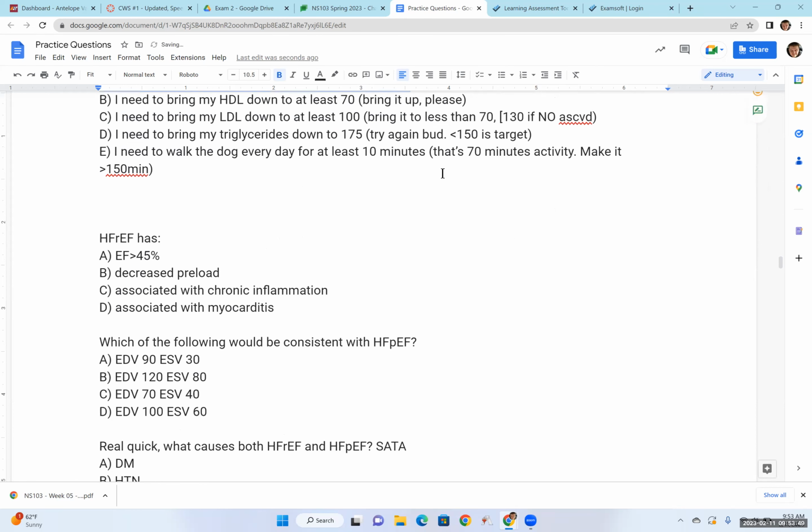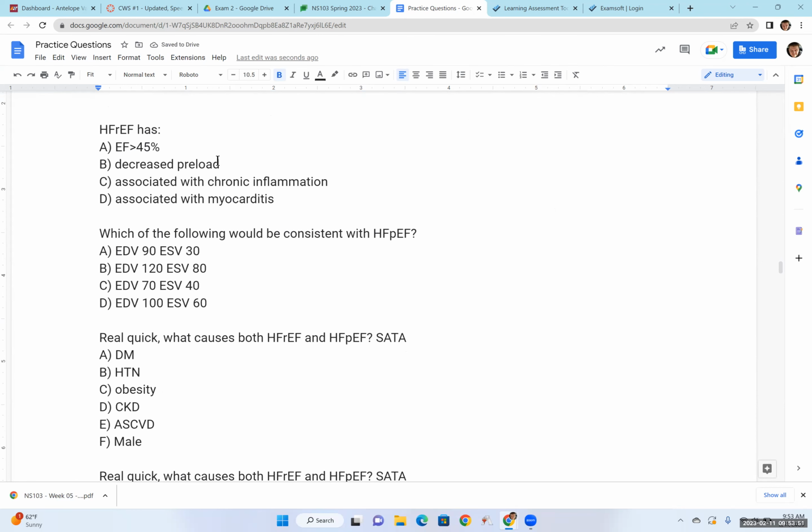All right, HFrEF has what? Less than 45. Mhm. So A is for... Oh, no, I don't use confused, right? 45 is a lot. So it would not decrease preload. Yes, myocarditis can lead to it, but that's probably a little bit left field. I'd probably put something else associated with valvular issues. That'd be more specific.